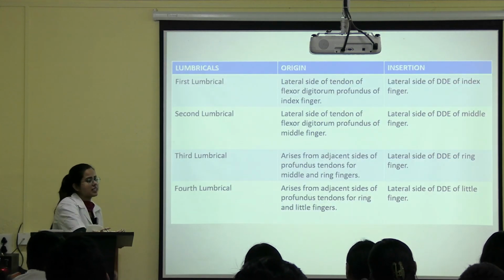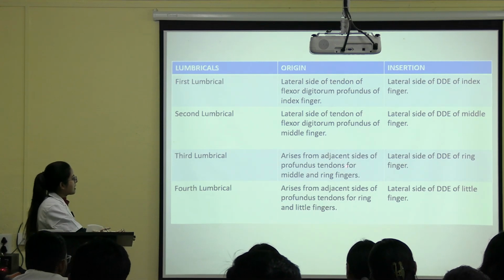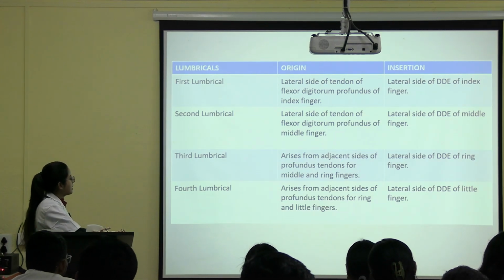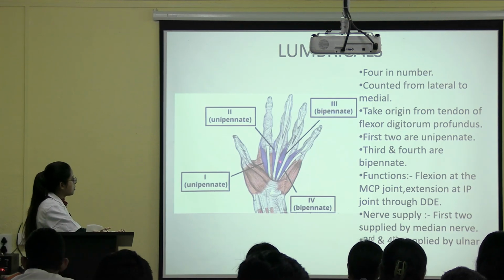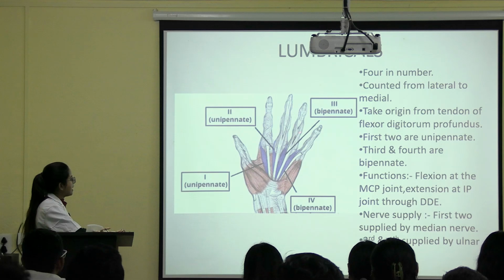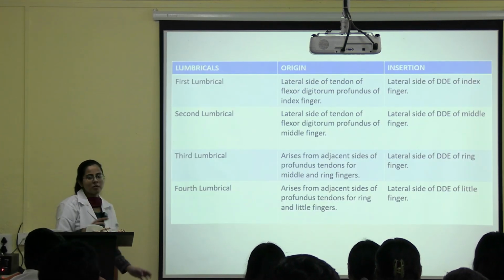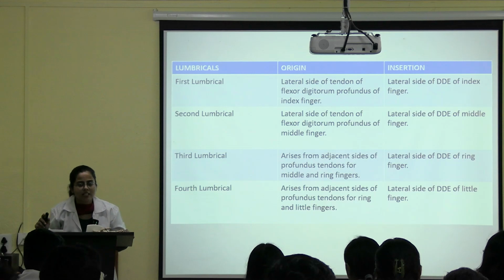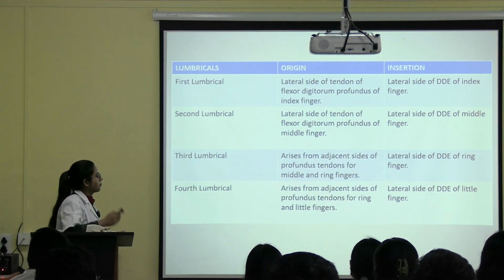Now third and fourth, as I said, are bipennate. So it is originating from adjacent sides of profundus tendon of middle and ring finger. See, bipennate. So both sides it will be there. So adjacent sides of middle and ring finger. Okay, so do you remember the name of the tendon? What is the name of the tendon? Profundus.